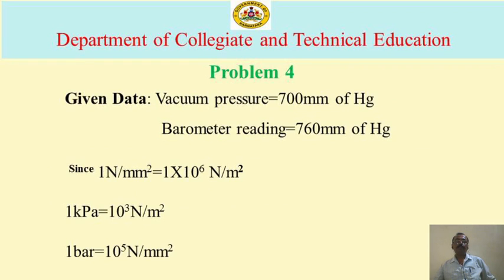First we take the given data. Vacuum pressure is equal to 700 millimeter of mercury. Barometer reading is equal to 760 millimeter of mercury. Here also, 1 Newton per millimeter square is equal to 1 into 10 to the power 6 Newton per meter square, 1 kilopascal is equal to 10 to the 3 Newton per meter square, and 1 bar is equal to 10 to the 5 Newton per meter square.